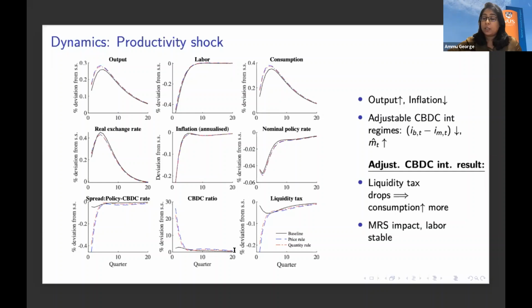So while engaging in consumption, constrained agents suffer some monetary transaction costs. This monetary transaction cost would be lower because the liquidity tax has gone down, due to which the agents would have a higher consumption under the price rule and quantity rule regimes. But this drop in liquidity tax also impacts the marginal rate of substitution between consumption and labor. So that impacts their choices regarding labor hours as well. Labor hours are found to drop less when the CBDC interest rate is adjustable.